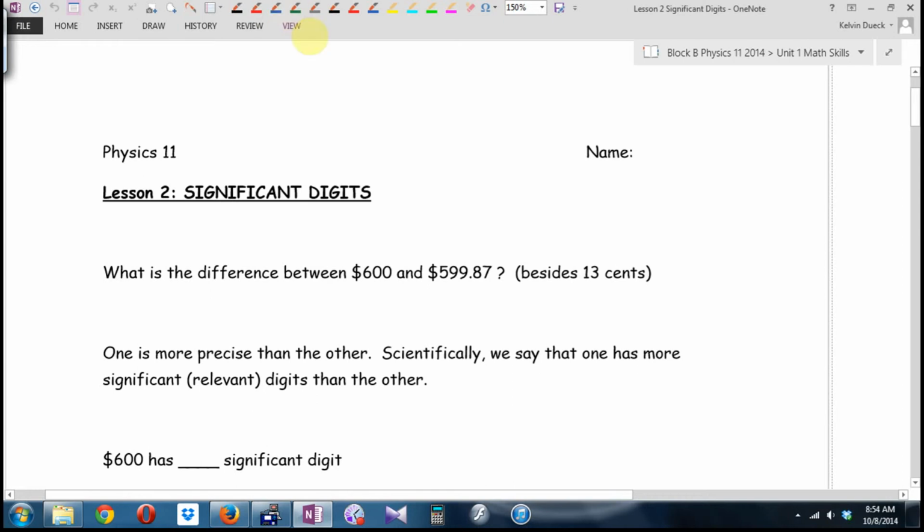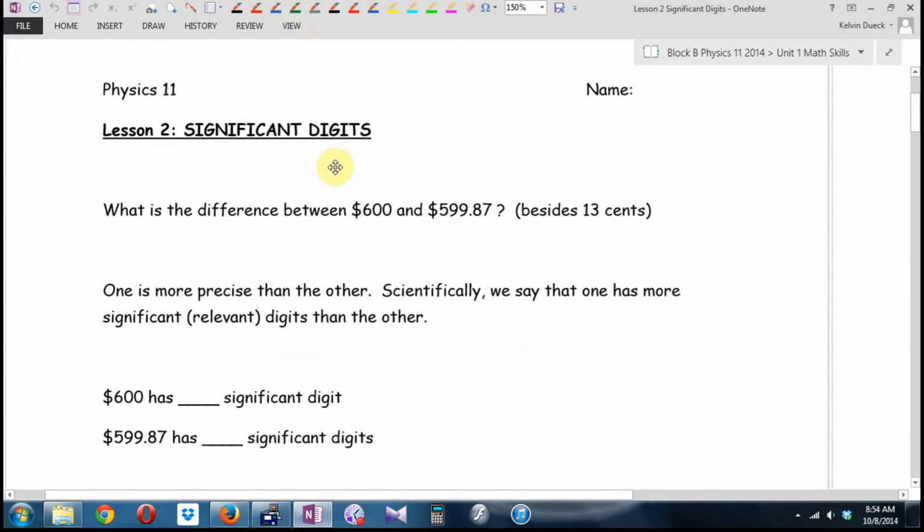So lesson 2, significant digits. And the question I have for you is, what's the difference between $600 and $599.87 besides the obvious 13 cents difference? Well, one value is more precise than the other. In fact, if someone says it costs $600, I'm fairly positive it doesn't cost exactly $600.00. I'll bet you that's an about.